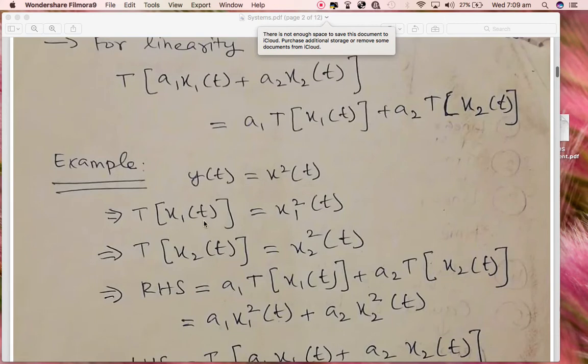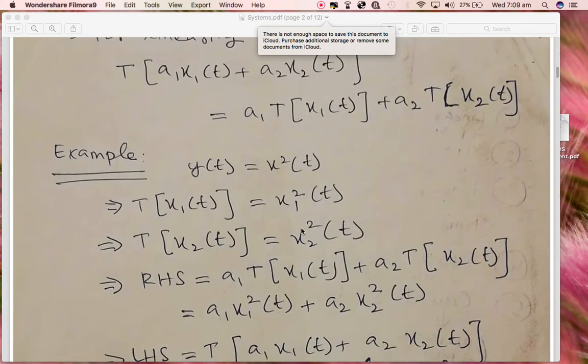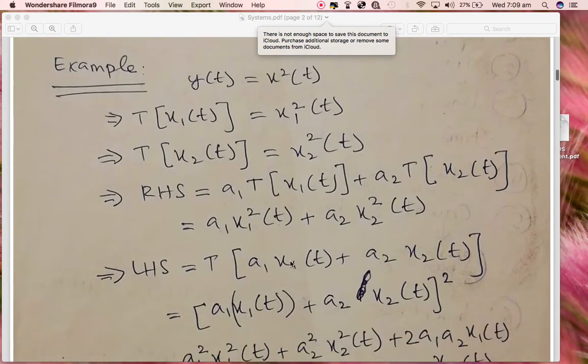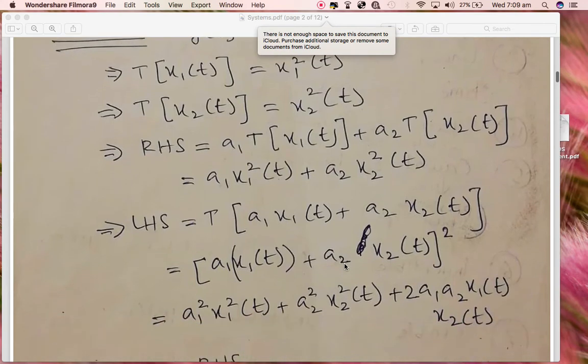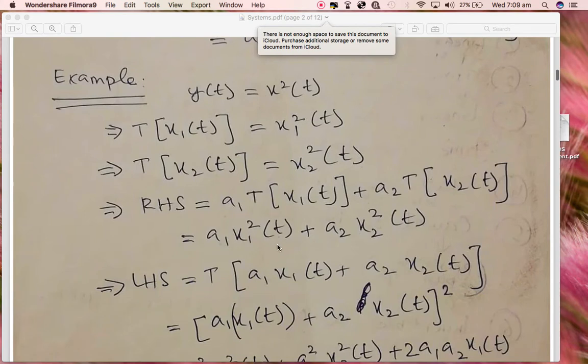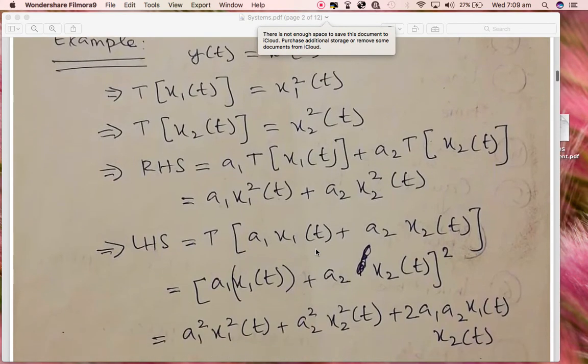So let's suppose we have two inputs for this system. Then what is this system doing? It is taking the square of the input, which is indicated by the transformation. So there will be x1 squared (t) and x2 squared (t). And when both these values are put in this equation, we get this response. And for that equation to be calculated, on the right hand side we already have the answer, and for the left hand side we have to take the answer now.